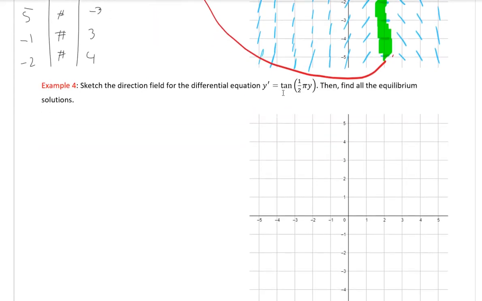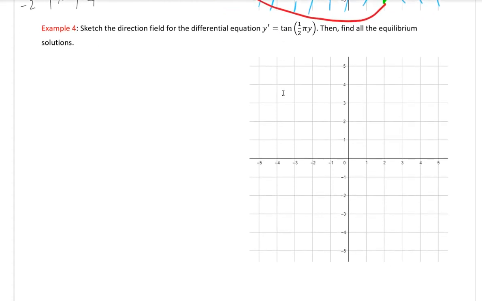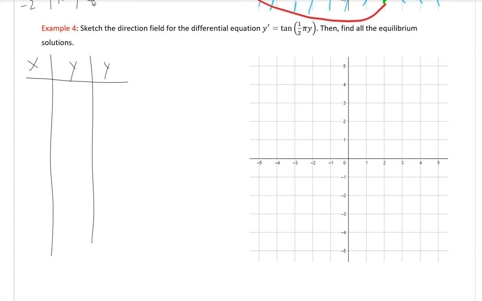Not too bad. Let's do another one. Again, this one, pretty easy because here we have another equation where we don't have anything for one of the variables. So one of these variables is not going to be relevant. In this case, we have tangent of 1/2 pi y, which means there's no x's. So I don't care what x is going to be. It can be completely irrelevant.